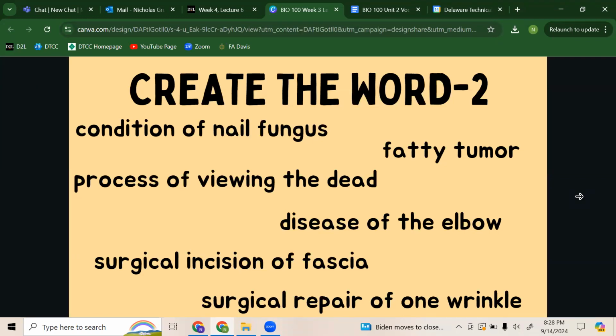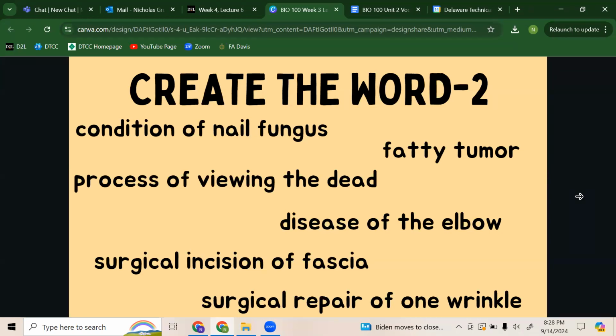Disease of the elbow. So disease of is going to be our suffix pathy, P-A-T-H-Y. And we said earlier that olecranon or olecrano is our combining form for elbow. So an olecranopathy is a disease of the elbow. A surgical incision of the fascia, that's going to be a fasciotomy. And then surgical repair of one wrinkle.